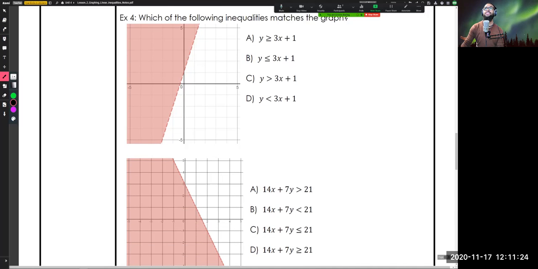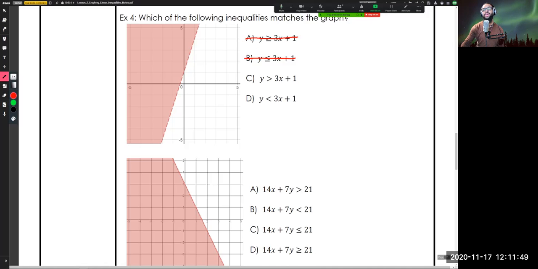So example 4 says, which of the following inequalities matches the graph? So what we're going to do, we're going to look at each of these and see which ones work. And we're going to cross out some that don't work. So we see that this line is dashed. So this means we're not going to have an equal to underneath our inequality. So it's not going to be A and it's not going to be B. Without doing any work, we know that.